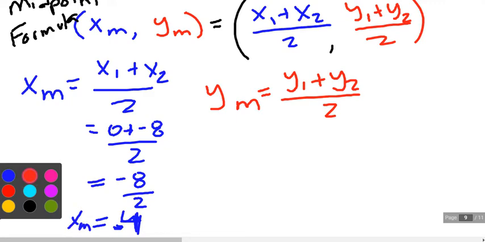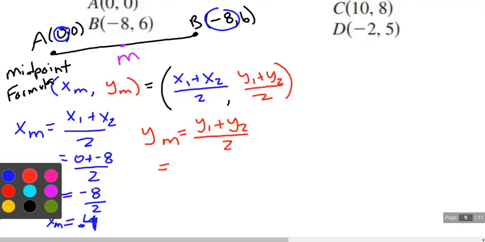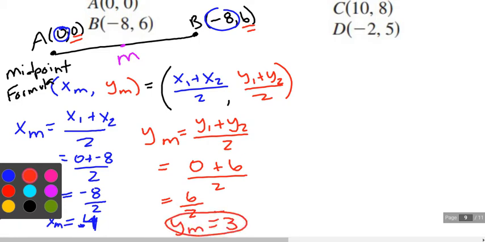Completely separately with the y's, we take the two y values, 0 and 6. We have 0, add 6 to it, then divide by 2. That's the same thing as 6 over 2, which means the y value of the midpoint is equal to 3, because 6 divided by 2 is 3. So using the midpoint formula, the point exactly in the middle should be negative 4, 3.